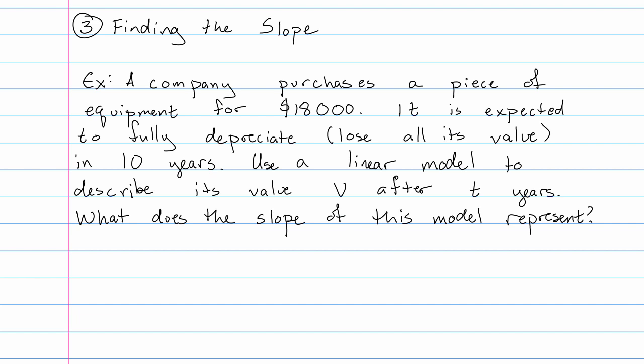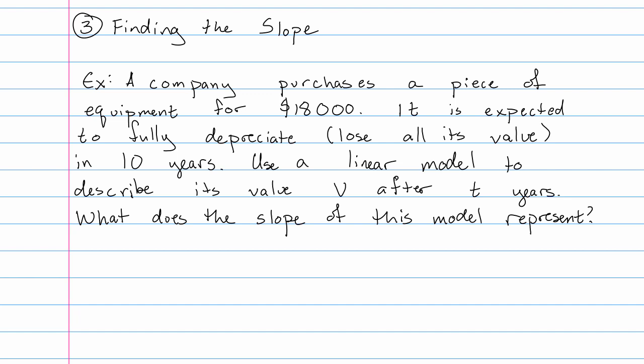Suppose a company purchases a piece of equipment for $18,000. It's expected to fully depreciate. To depreciate means it loses its value. It's expected to fully depreciate in 10 years. And we'd like to use a linear model to describe its value after t years. And also then we'll want to say, what does the slope represent?